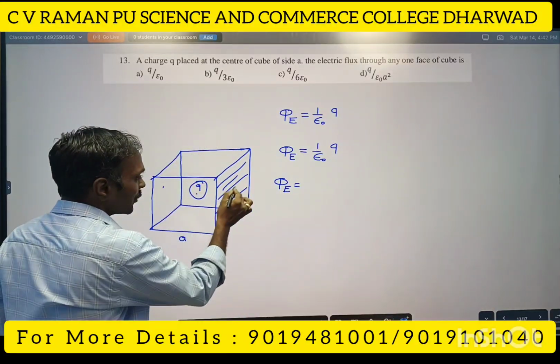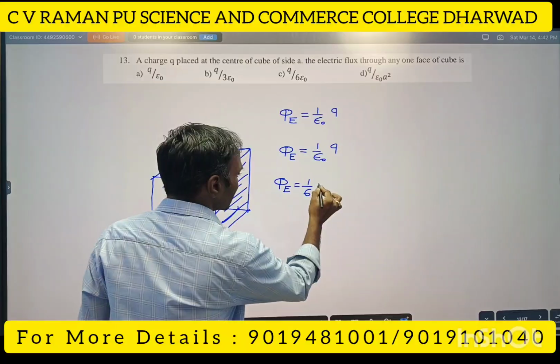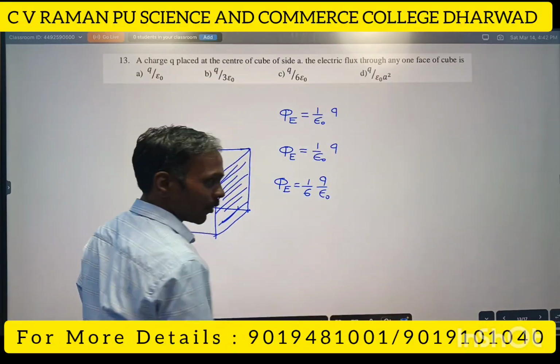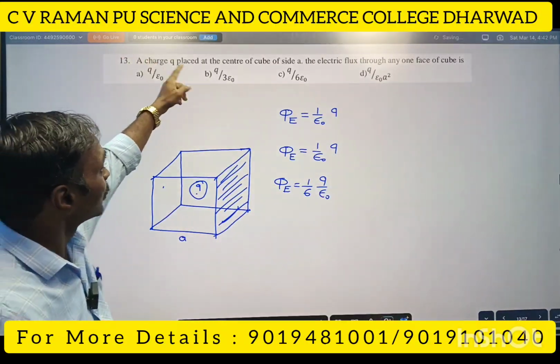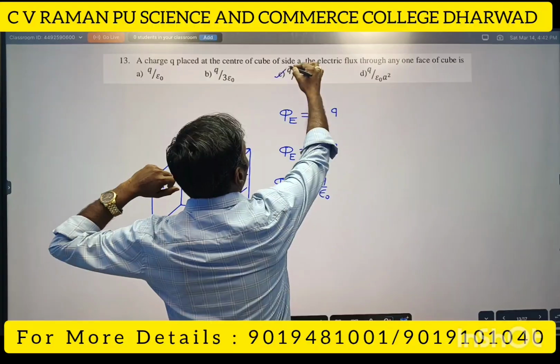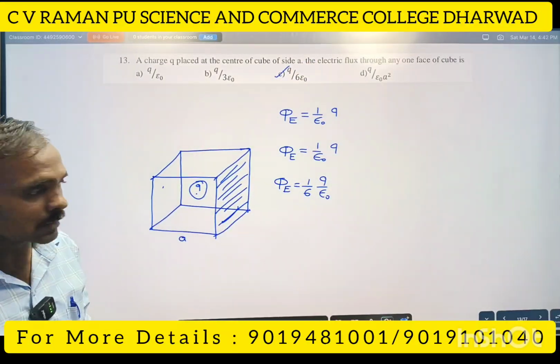Then flux through any one face will be 1 divided by 6 into Q by epsilon naught. Now see which option is correct? Q by epsilon naught? No. Q by 3 epsilon naught. Option C, Q divided by 6 epsilon naught is the correct answer.